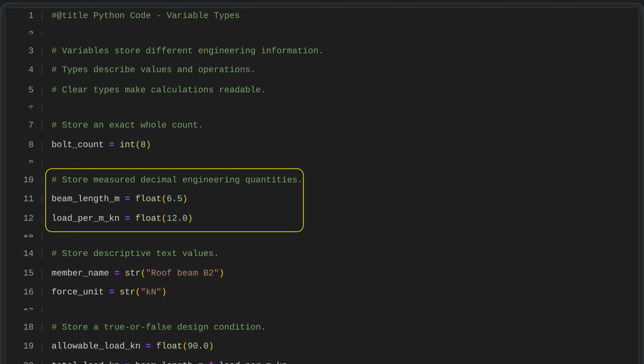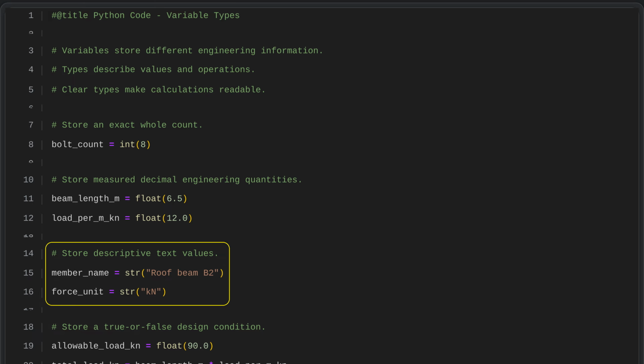accurate calculations. The component name, roof beam B2, and the force unit, kN newtons, are stored as text using a string function. This makes them easy to reuse later as clear labels in engineering calculations and documentation.